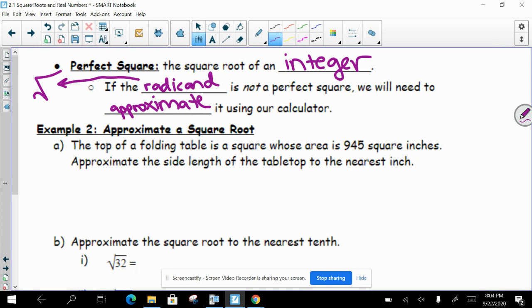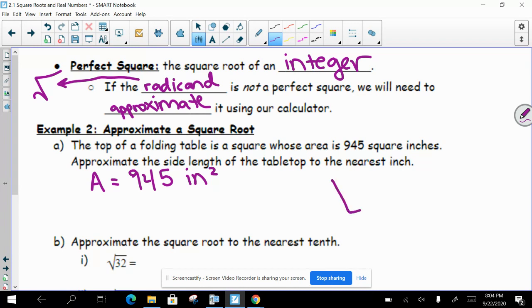So here is a word problem example. The top of a folding table is a square whose area is 945 square inches. So it says that the area is 945 square inches, or inches squared. Approximate the side length of the tabletop to the nearest inch.